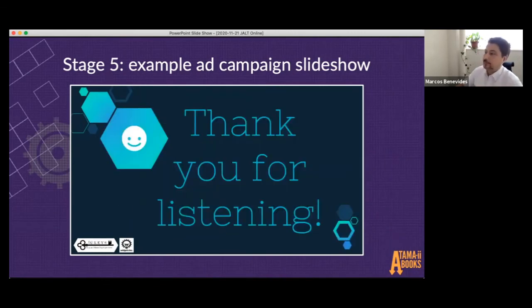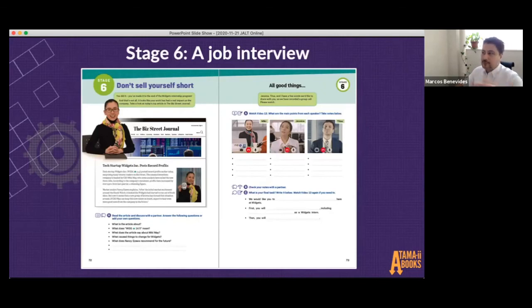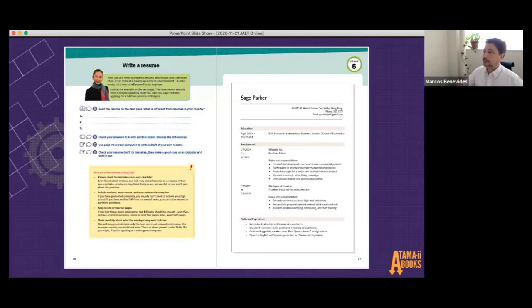In any case, stage 6 is a job interview. What happens here is the students have done all the simulated tasks up until now, and so they get to the end and they do a job interview where they create a resume and talk about all the things they've done. So their job interview includes questions and answers like, I see that you're a project manager for an advertising campaign. Can you tell me about that? And of course, the student can, because they've done these things. So it becomes a very meaningful and also very complex job interview task.